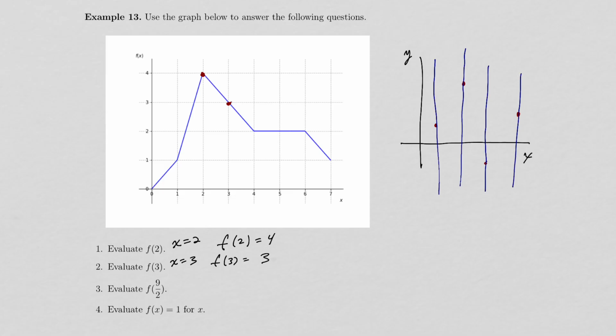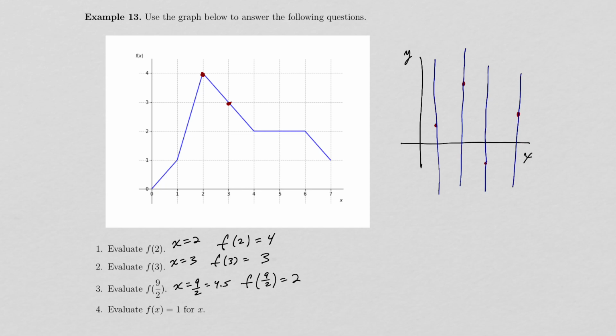What about f of 9 halves? Well, that's saying the input x is 9 halves, which is the same as 4.5. So if I go to 4.5 here and go up to the graph, what's my output? My output is going to be a 2. Right, so that's just a 2.